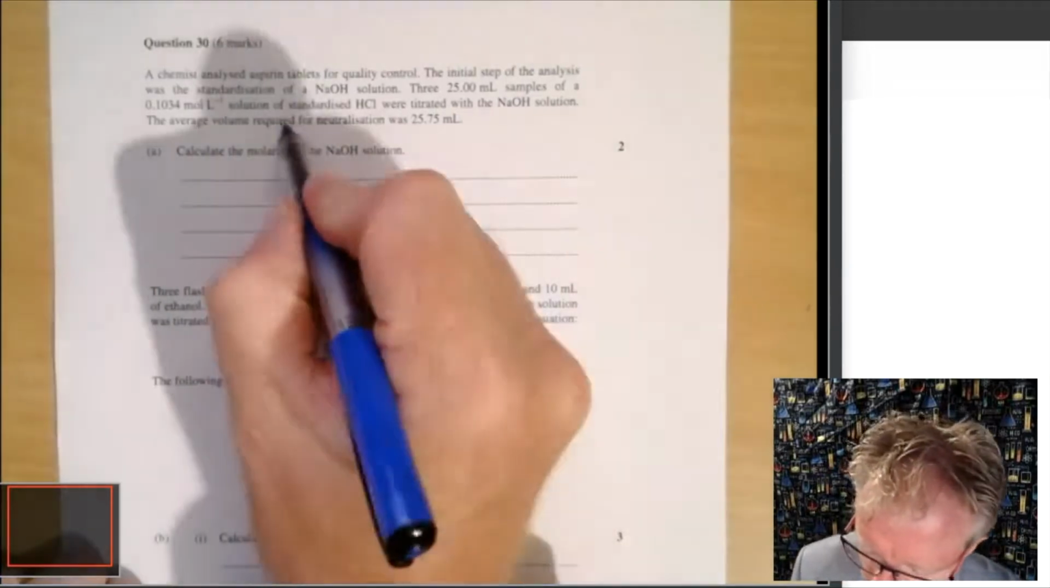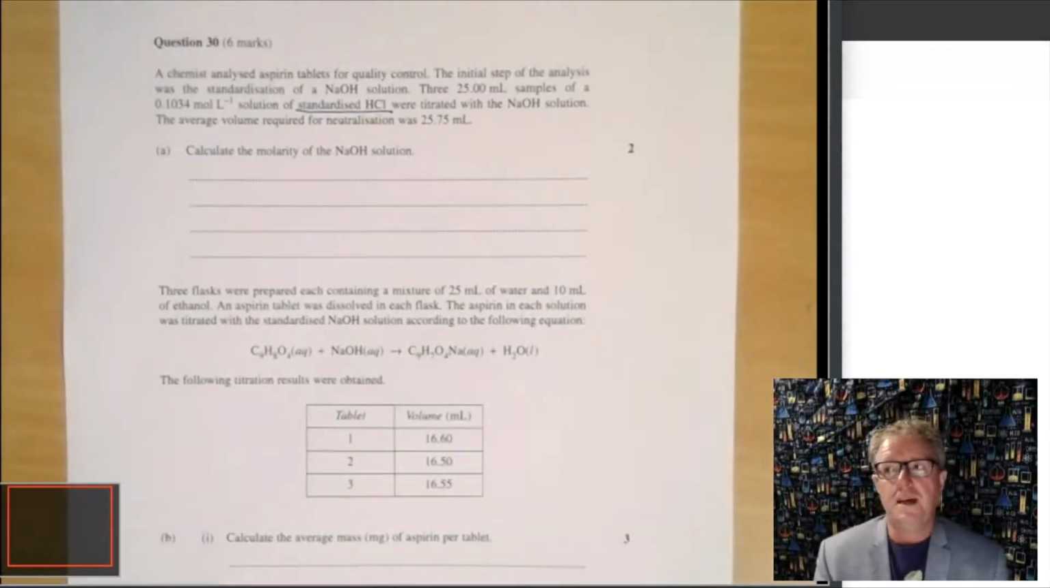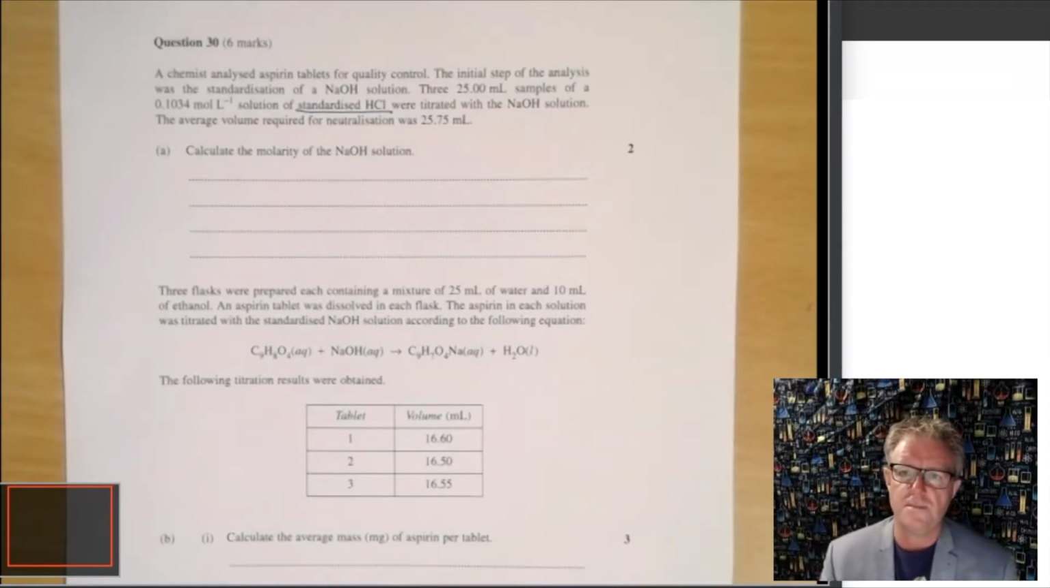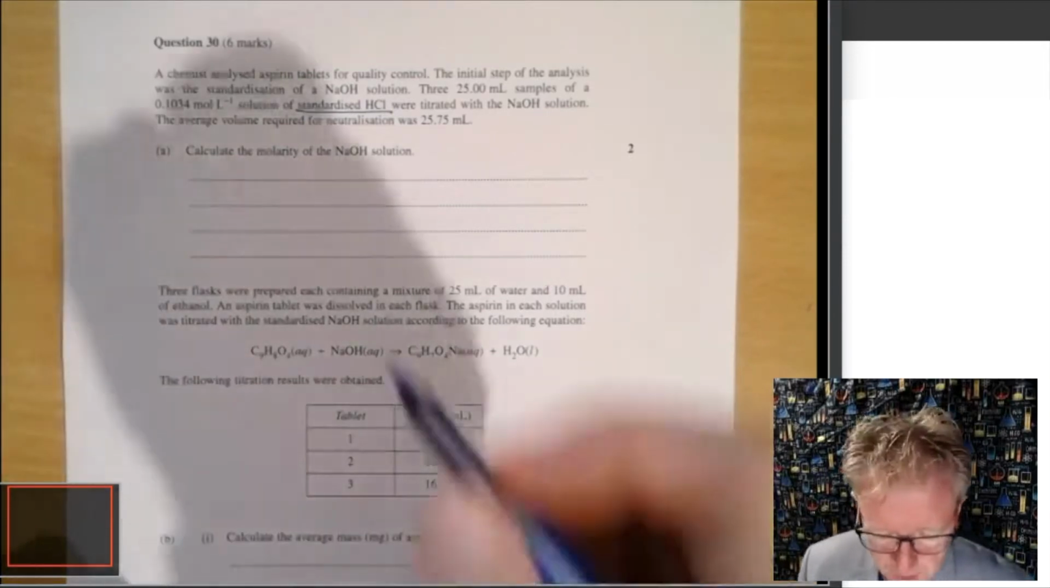So let's have a look at the question. Standardized HCl, because remember, HCl is not a very good primary standard either. But here it's already been standardized. So we're going to use that, which is the secondary standard, to standardize our sodium hydroxide, the one we're going to be using in the titration. Right, so let's have a look at the details.